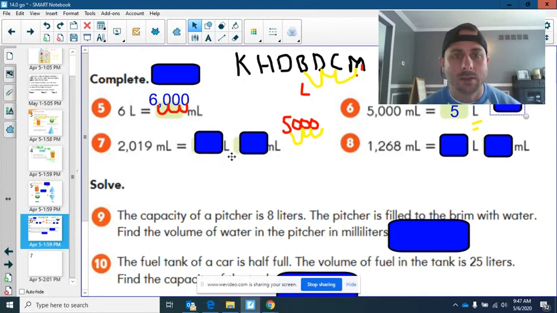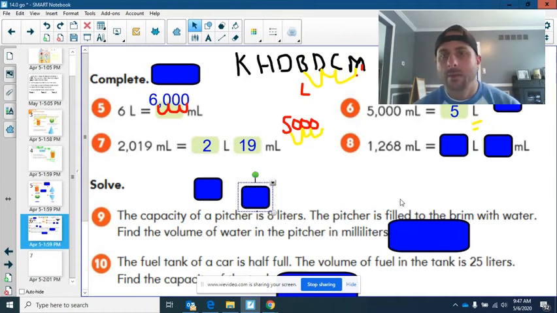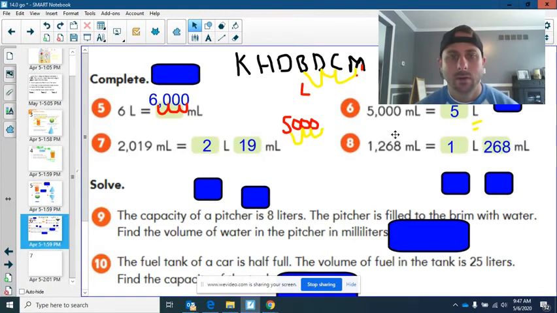2,019 milliliters is how many liters, how many milliliters? Just based on what we did up here, if 6 liters is 6,000 milliliters and 5,000 milliliters is 5 liters, then we know that 2,000 milliliters is going to be 2 liters. And then how many milliliters are left? 19. And for this one, just think of when you're in the thousands, your thousands is going to be your whole number. So this is going to be 1 liter and 268 milliliters.